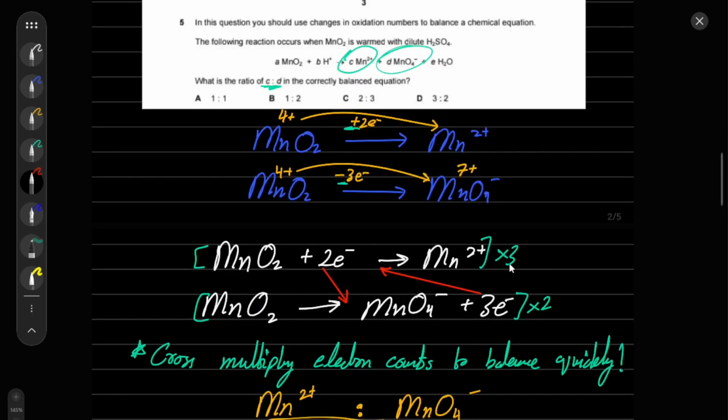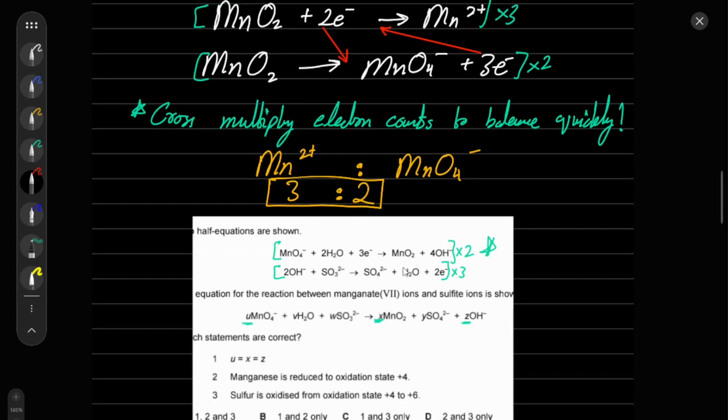So that way you can figure out that, hey, Mn2 plus must be 3, right? So C must be 3 and MnO4 negative must be 2. So that way you can figure out that the answer is D, right?